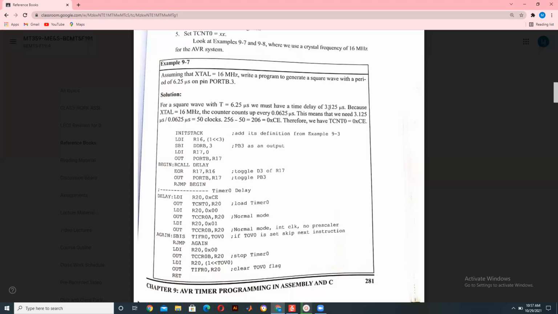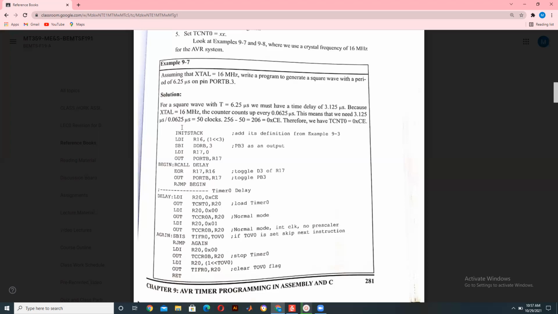For a square wave, it is made of a half square and then another half square. For this we would have a time delay of 3.125 ms, and because of the external 16 megahertz, the counter count period is 0.0625 microseconds. These are the counter counts at 16 megahertz, and now we know.